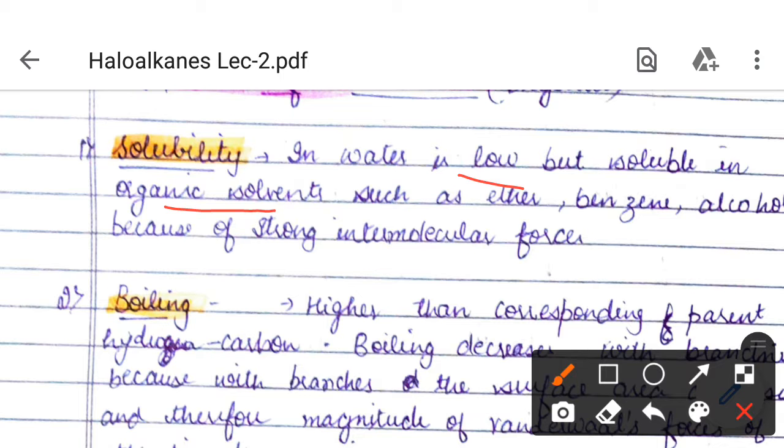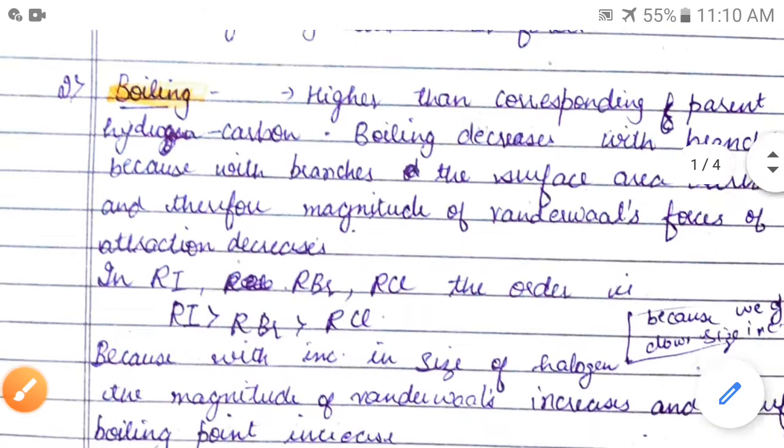Now the boiling point. In boiling point we see the bonding between the same molecules, and a low temperature can easily break those bonds, so the boiling point is low. So haloalkanes have low boiling points due to the lack of hydrogen bonding.